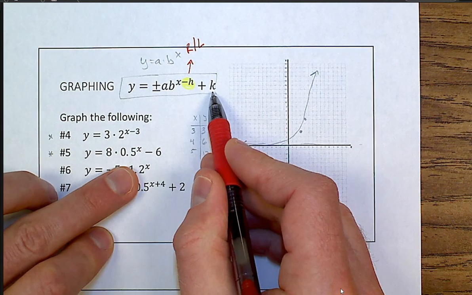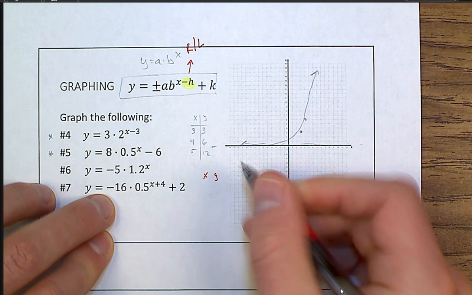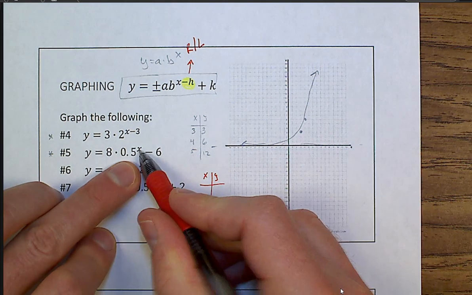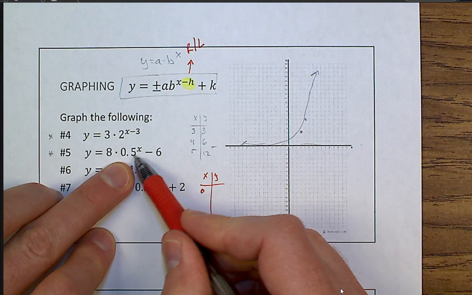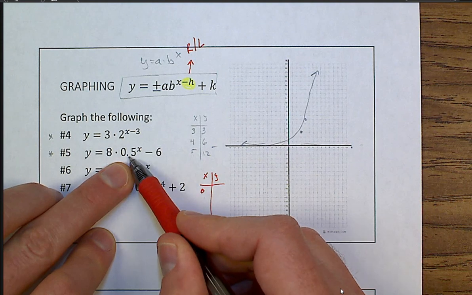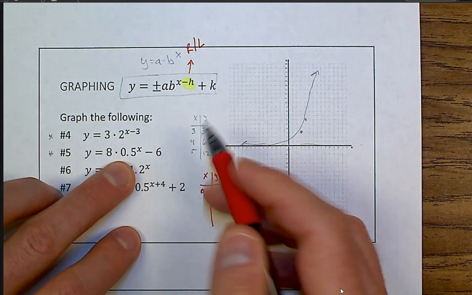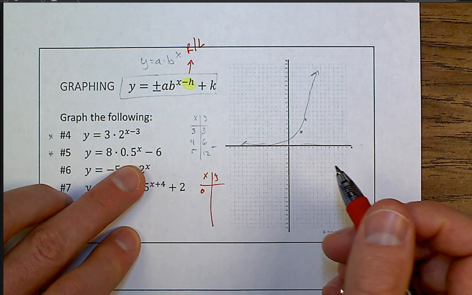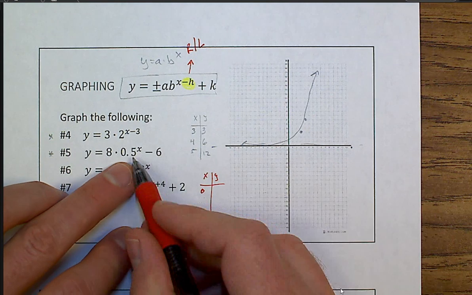So let's just make a quick t-chart for number 5. If I plug in a 0 for x, 0.5 to the 0 is 1, right? Anything to the 0 power is 1. 1 times 8 is 8, and 8 minus 6 is 2, okay?